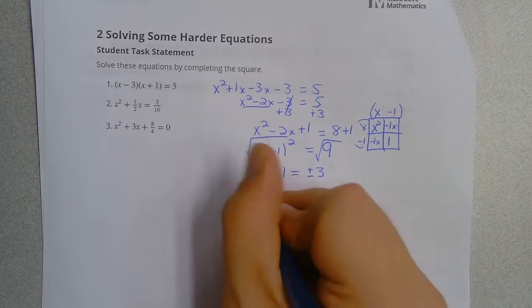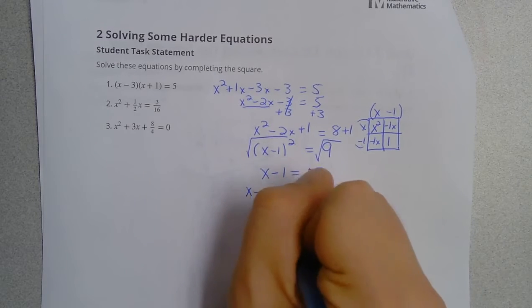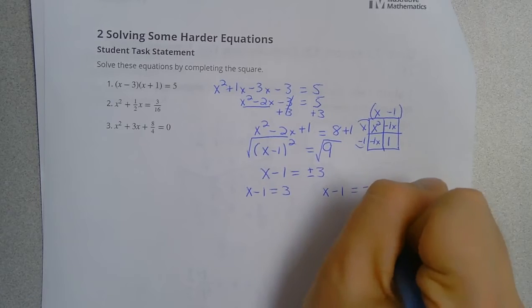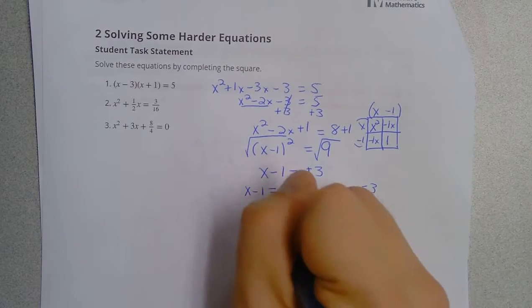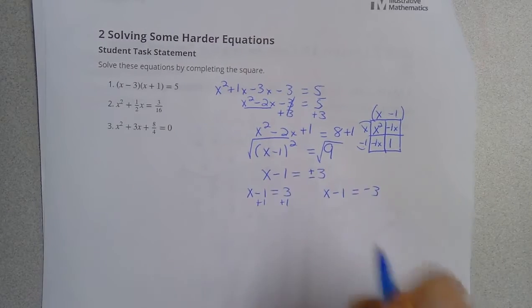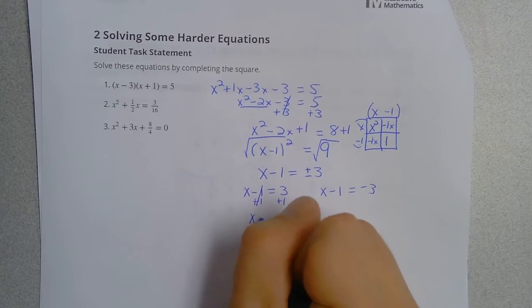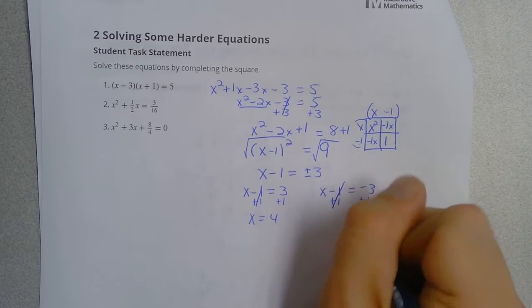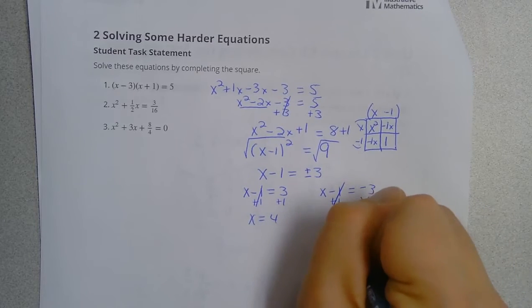Then I split them up into both solutions. So x minus 1 is equal to 3, and x minus 1 is equal to negative 3. Then I add 1 to both sides. For the first equation, I get x equals 4. And adding 1 here, negative 3 plus 1, I get x equals negative 2.